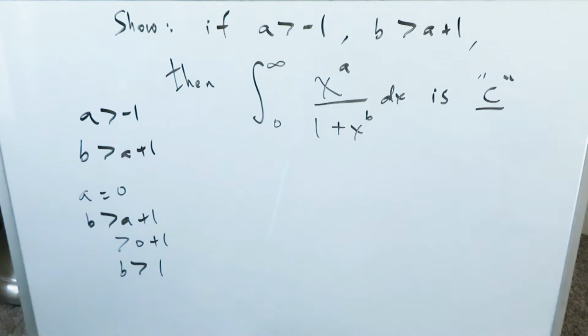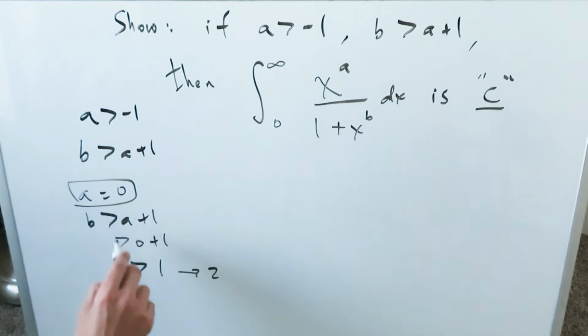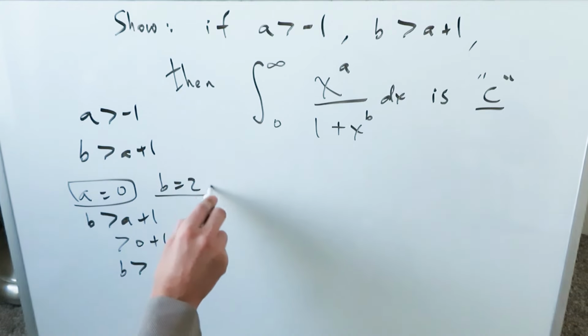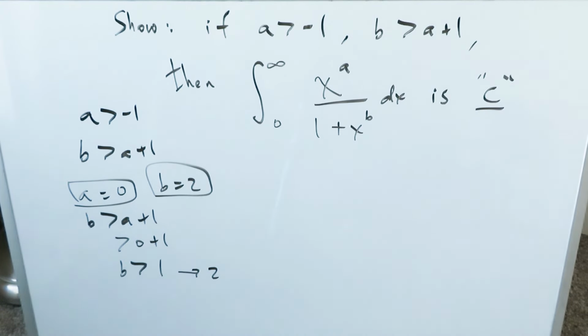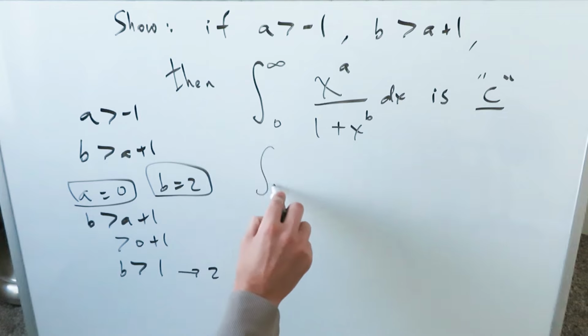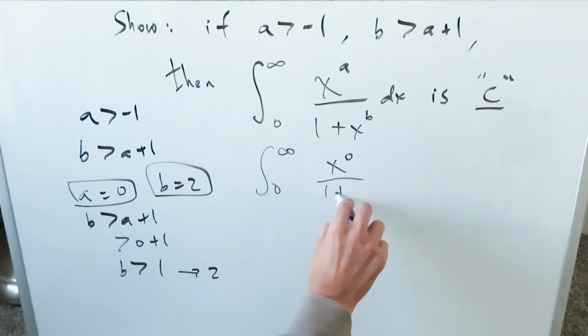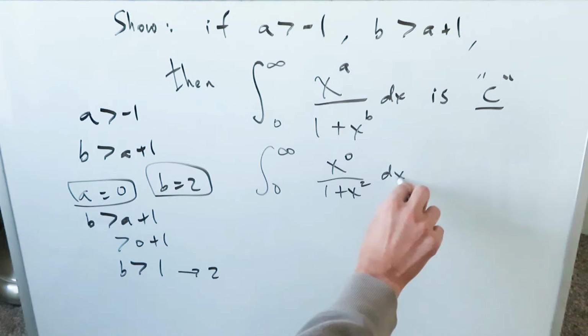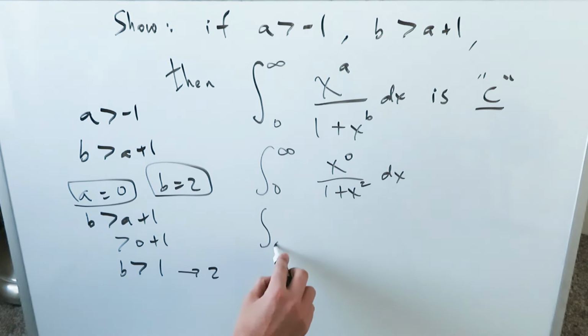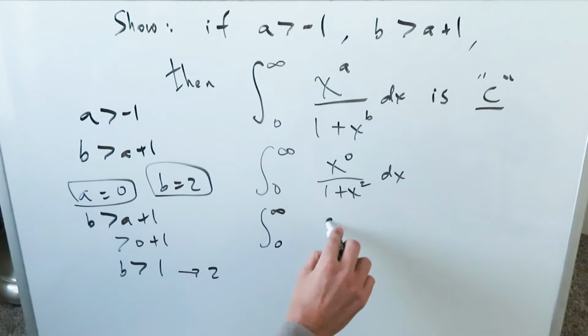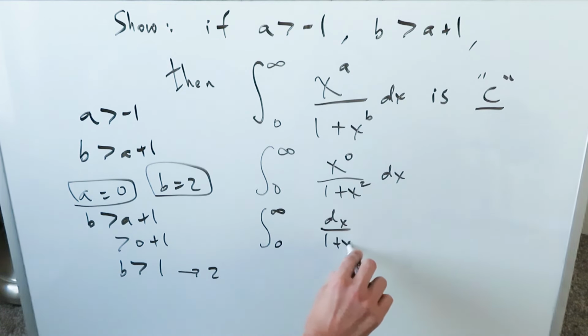What's the next whole number larger than 1? It would be 2. So now we've established that a will be 0 and b can be 2, and then you can plug those in and compute. You will have an integral from 0 up to infinity of x to the power of 0 divided by 1 plus x squared dx. But you can simplify this, so you can write this as the integral from 0 up to infinity of dx over 1 plus x squared.